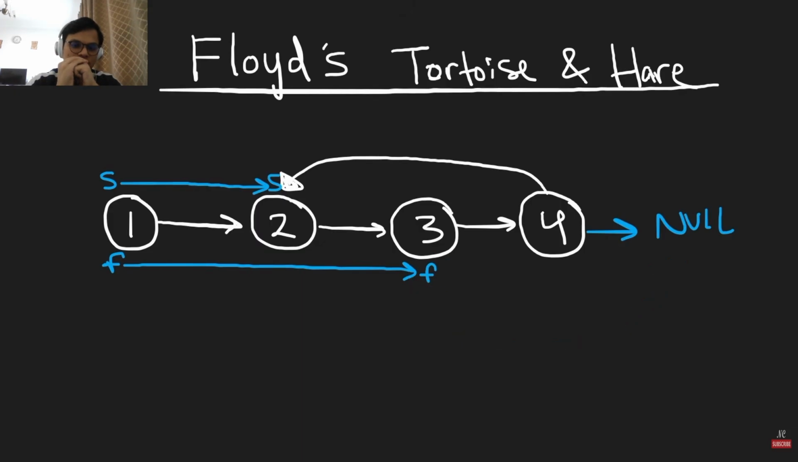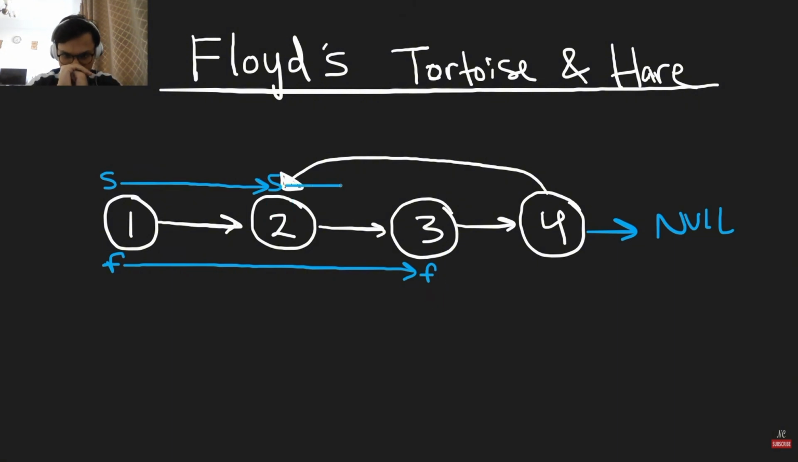But if there is a cycle, do you see that this fast pointer and this slow pointer are going to meet again? They're going to meet at the exact same position. And if they meet at the exact same position, that must mean that a cycle exists. So I'm just going to run the simulation, and then I'm going to show you why it's always going to be the case that these two are going to meet if they ever reach a cycle.